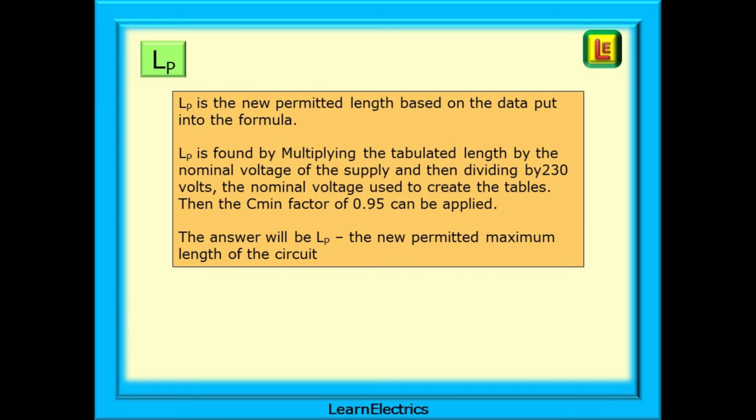LP is the new permitted length based on the data put into the formula, and LP is found by multiplying the tabulated length by the nominal voltage of the supply and then dividing by 230 volts, the nominal voltage used to create the tables. Then the C-min factor of 0.95 can be applied, and the answer will be LP, the new permitted maximum length of the circuit at the new voltage.